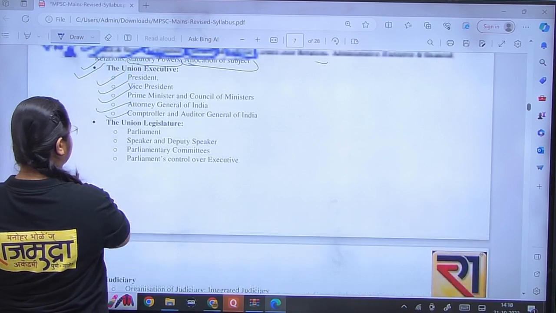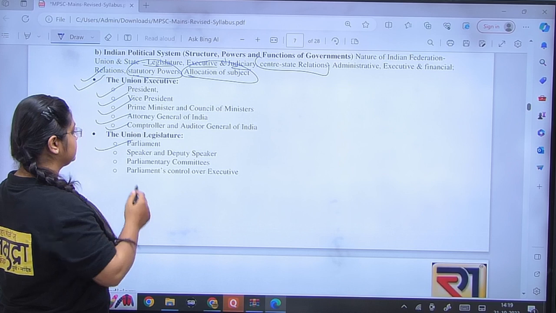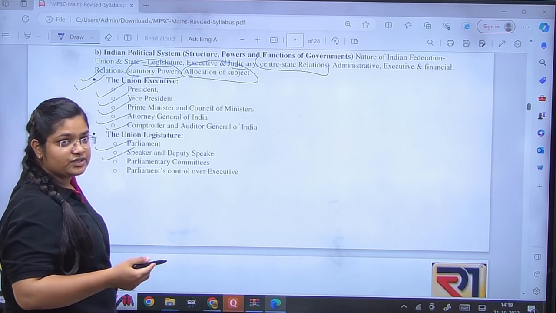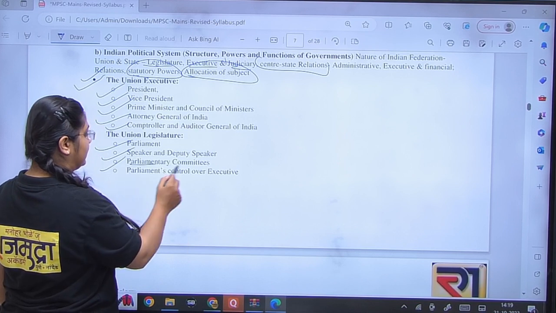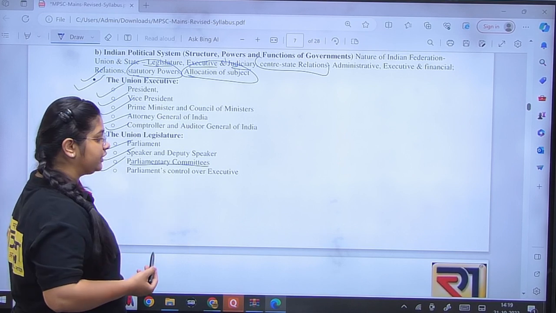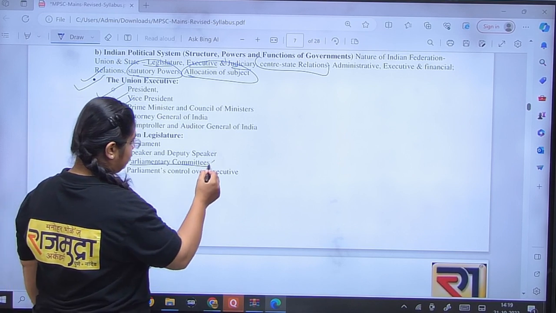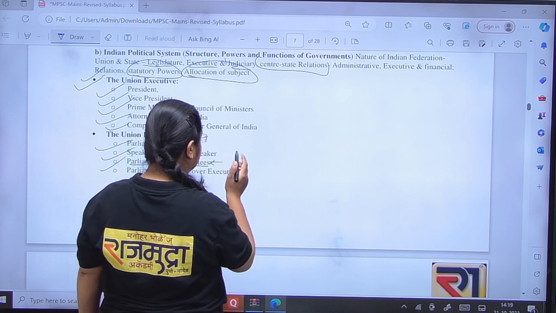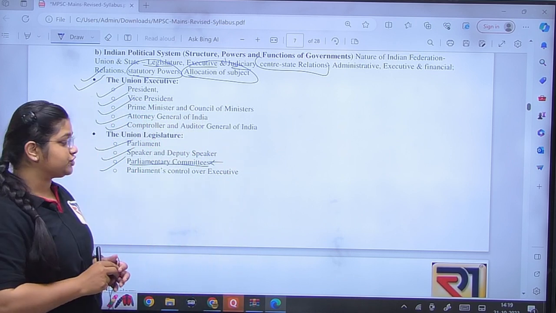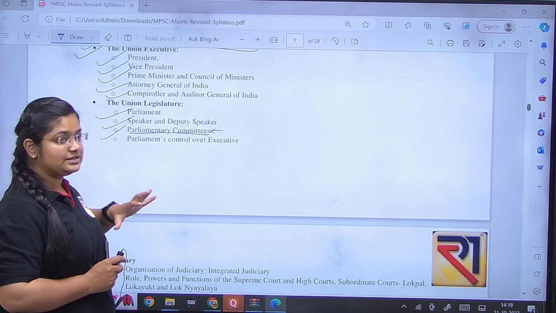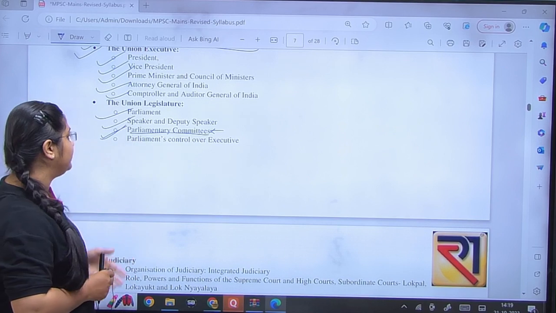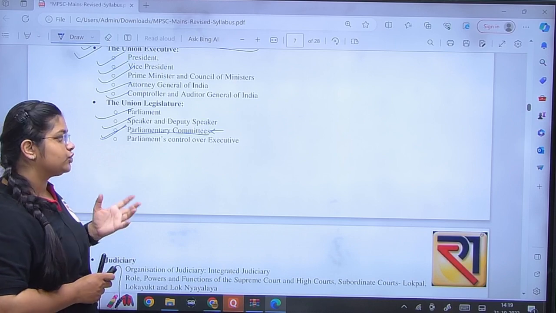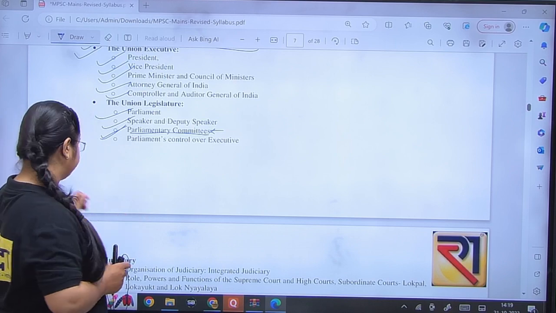In that we are going to study what parliament is, speaker and deputy speaker, their functions, their procedure, then parliamentary committees, various parliamentary committees. In this year we have also seen the question in UPSC main syllabus, questions are being asked on the parliamentary committees. Then parliament's control over the executive.